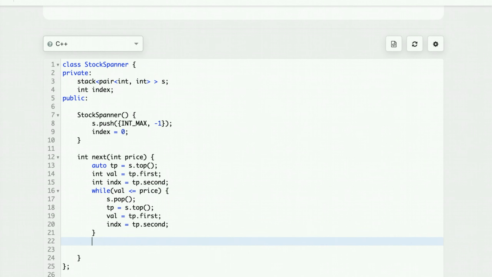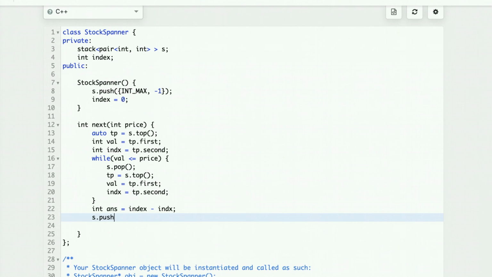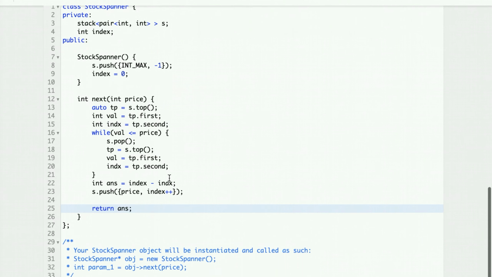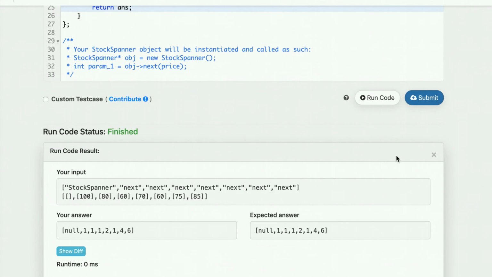So in the end, what we are going to do is have our answer equal to the current index minus the top index, and also we need to push this current element to the stack with its index, and index plus plus, because we will need to get the next element, and then we will simply return answer. Let's see if this works. Alright, seems to be working.